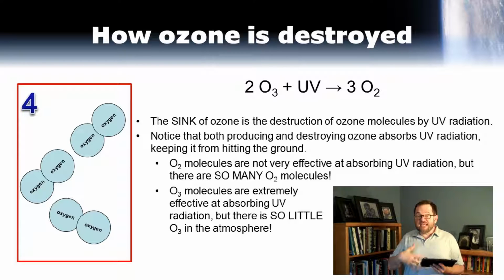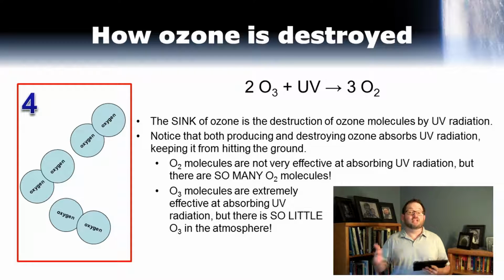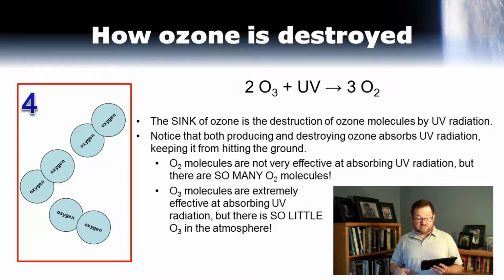So the sink of ozone in the atmosphere, what is actually destroying ozone in the Earth's atmosphere, is also destruction by absorption of ultraviolet radiation. Notice then both producing and destroying ozone molecules in the atmosphere in this perfectly natural reaction, it's called the Chapman reaction for what it's worth, is being powered by ultraviolet radiation. And both processes keep ultraviolet radiation from reaching the ground.